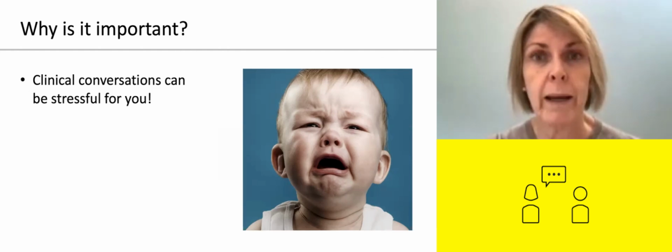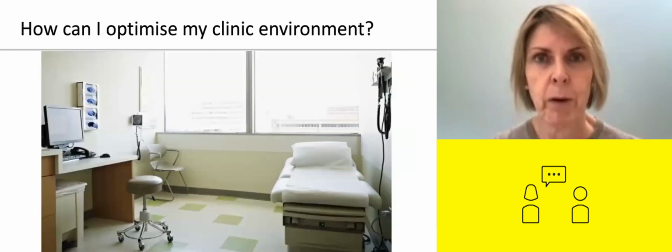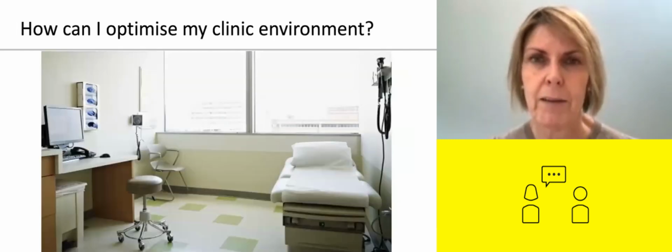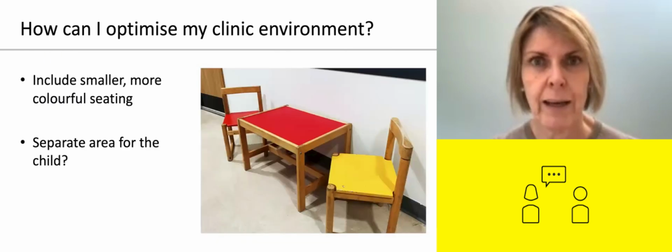So let's look at 4 ways in which you can optimize things to try and make it a little bit better for everyone. Firstly, think about how to optimize your clinic environment. This is probably what many of our clinic rooms look like. And this is quite a scary, clinical, and unfriendly environment for a small child to come into. It doesn't look much like their playroom or their school. There might be a few things you could do to change that.